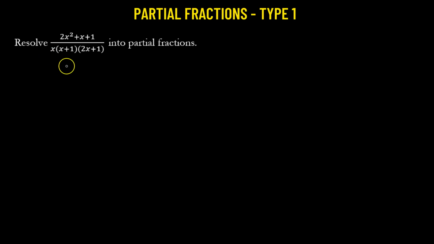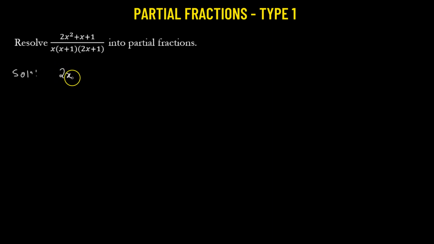So in this problem, we need to resolve the given rational fraction into partial fractions. So let's begin. First, we'll have to make sure that the degree of the numerator is less than the degree of the denominator. And that's true because if we look at the numerator, the highest power of x is 2, whereas in the denominator, the highest power of x is 3. So that means we can now proceed.